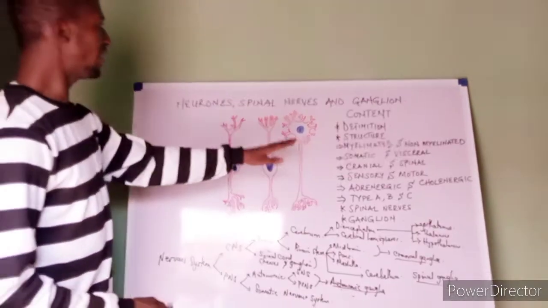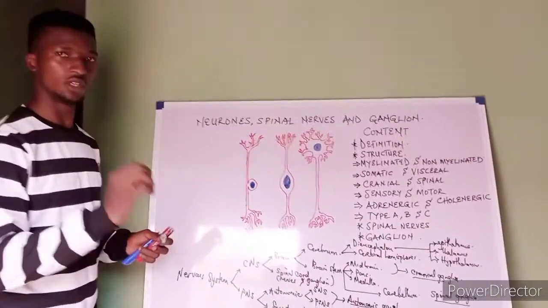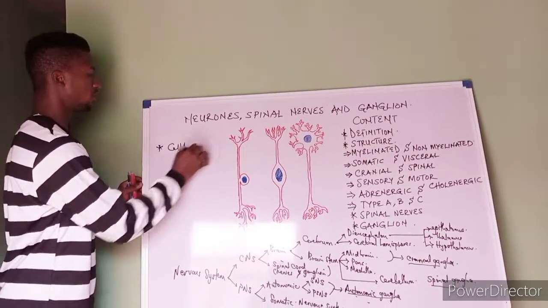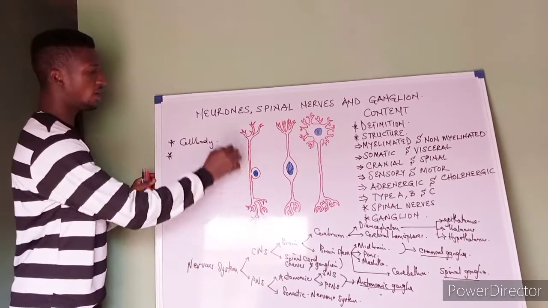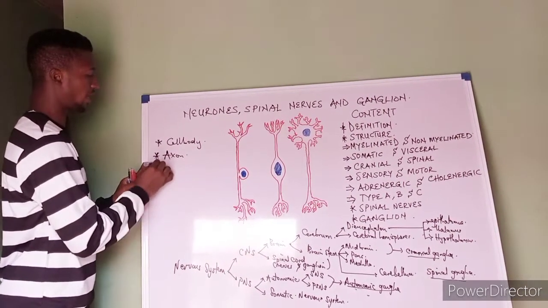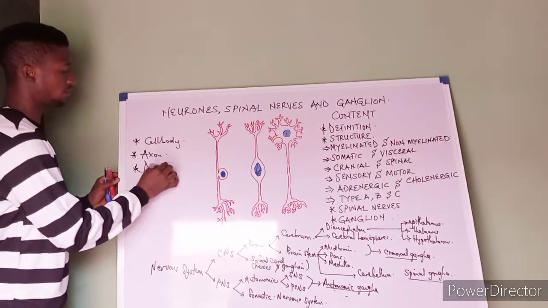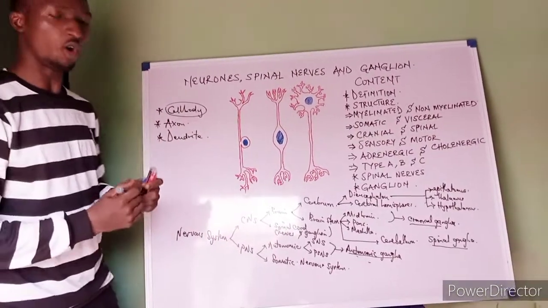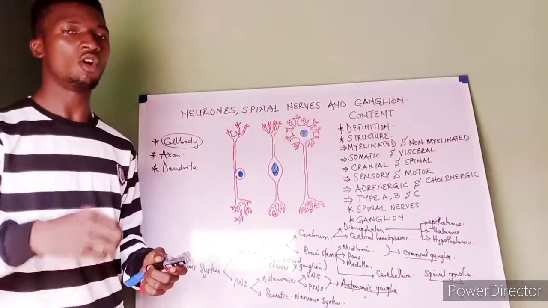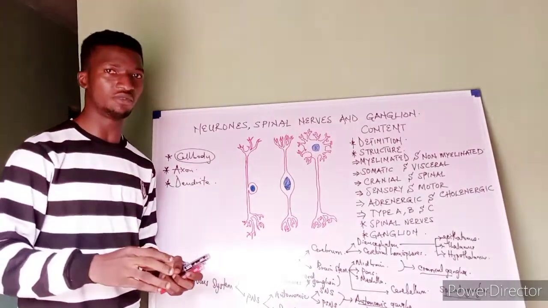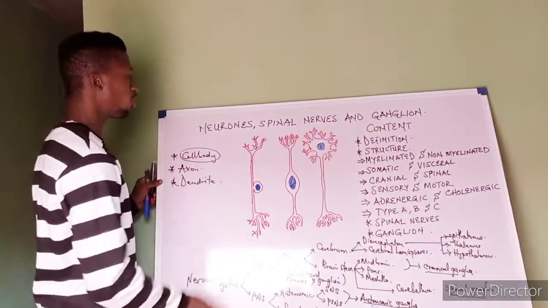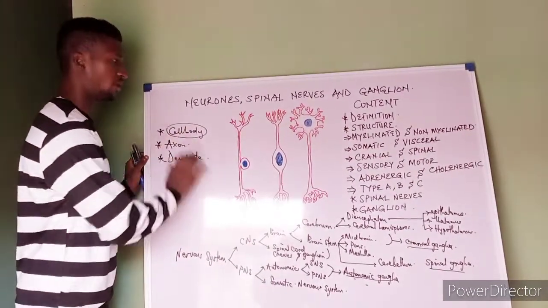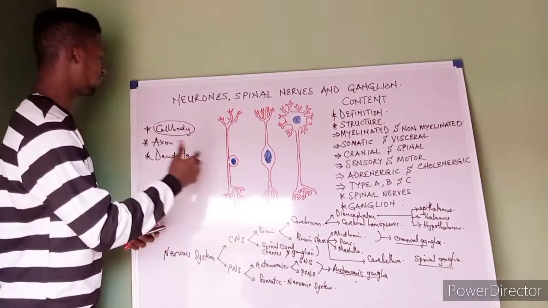Now, let's look at the structure of a neuron. A neuron is typically made up of the cell body, the axon, and the dendrite. The cell body is the unit where the main function of the neuron is integrated. There are so many constituents that make up the cell body, which we will not go into detail on in this aspect. We just want to pick each part and its function.